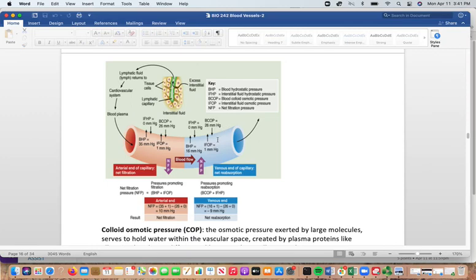When you look here on the venous end, you can see the difference in here. So if you're looking at the interstitial fluid osmotic pressure, it's only about 1. The blood colloidal osmotic pressure is about 26. So it's going to help fluid go back into the veins at this point.